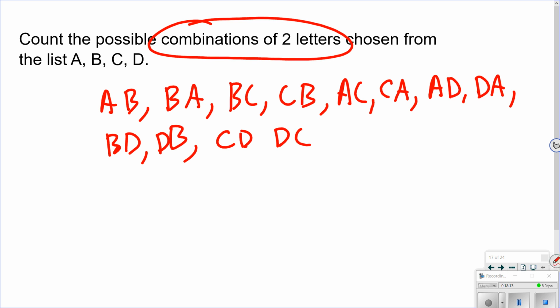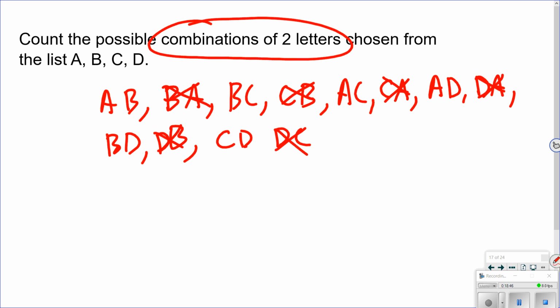Okay, so if this was a permutation, I think there's 12 there. Let's see, 4, 5, 6, 7, 8, 9, 10, 11, 12. There's 12. So there'd be 12 permutations. But because it's a combination, the order doesn't matter. So what that means is AB and BA are the same thing. So I'm going to cross that off. They don't count separately on combinations. The permutation, yes, but combinations, no. BC and CB, again, they're the same thing. Order doesn't matter. AC and CA are the same thing. AD and DA.